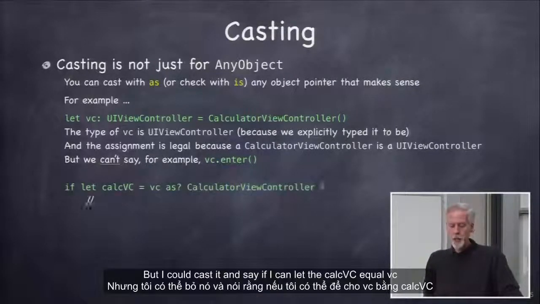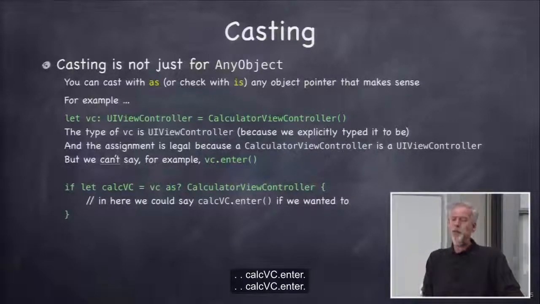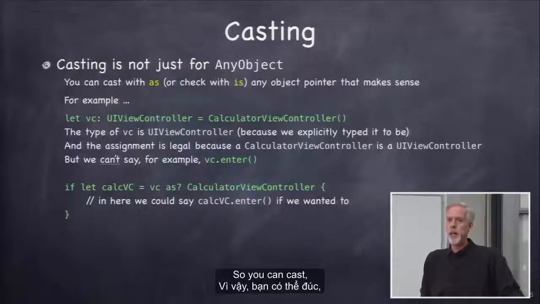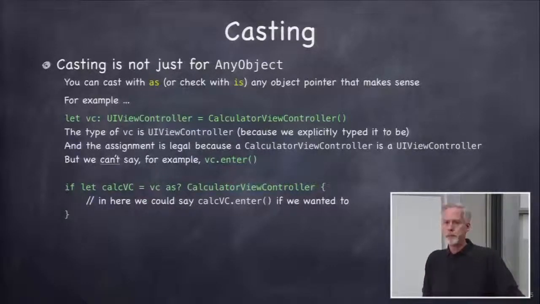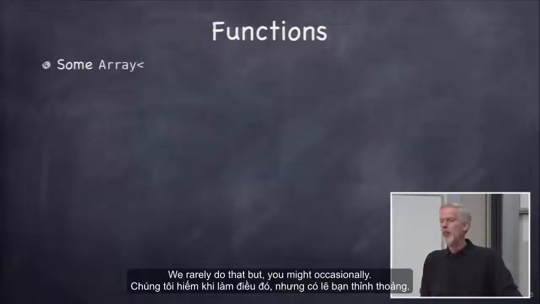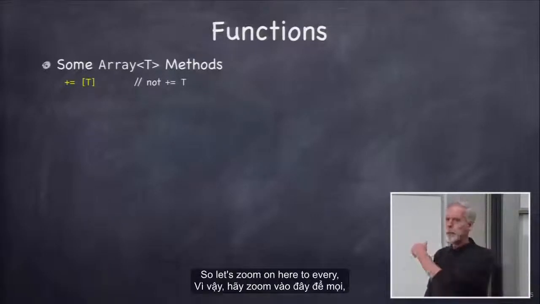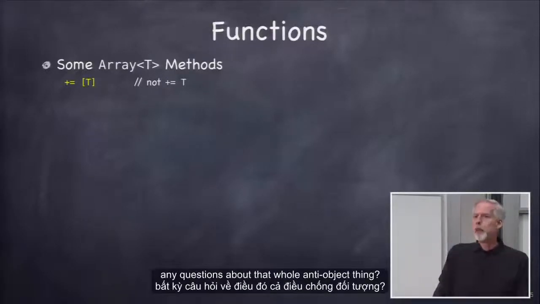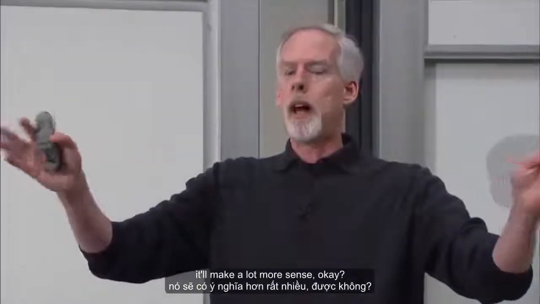But I could cast it and say, if I can let the calc VC equal VC as a calculator view controller, now I can say calc VC.enter. Okay? So you can cast, downcast through your inheritance hierarchy as well. You rarely do that, but might occasionally. All right, so let's zoom on here to any questions about that whole any object thing. When you see it in action, it'll make a lot more sense.